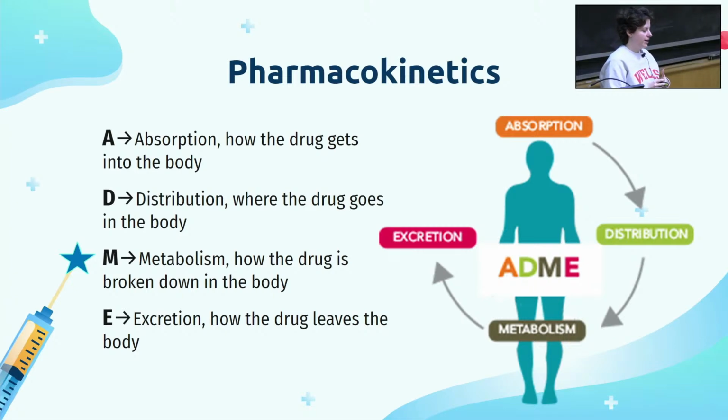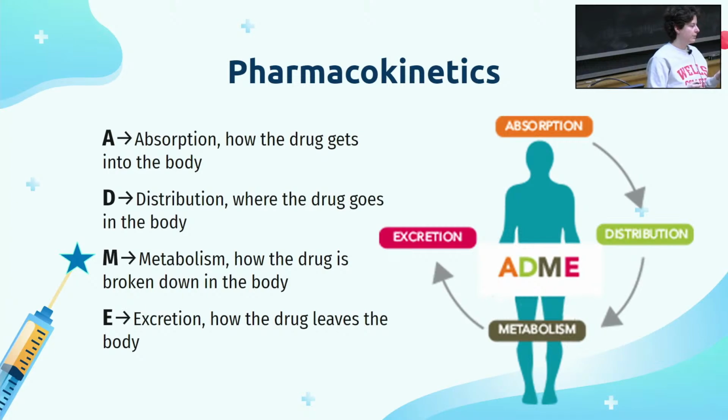Absorption is like how the drug gets into the body. Distribution would be where the drug goes in the body, whether it's being deposited in the brain, in fat, in muscle, into an organ, stuff like that. Metabolism is how the drug is broken down in the body. So we have a star by that because that's what we're really going to focus on in terms of pharmacogenomics. And then excretion, so how the drug leaves the body. It's usually through the kidneys or through fecal excretion.